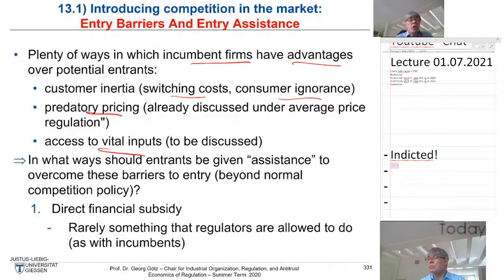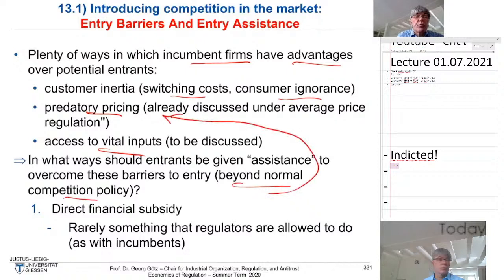Okay, now how should we assist these entrants in order to overcome these barriers, beyond normal competition policy, that means beyond just checking that firms do not price predatorily and so on? One possibility would be to just pay outright subsidies, direct financial subsidies. Just think of the initiative of the German economics minister Altmaier to get a battery factory in Germany and paying, I don't know, 1 or 2 billion in subsidies. Typically, that's not something that regulators are allowed to do.